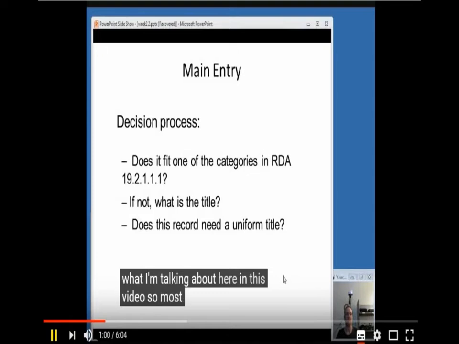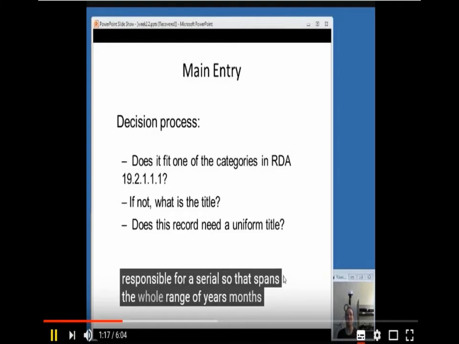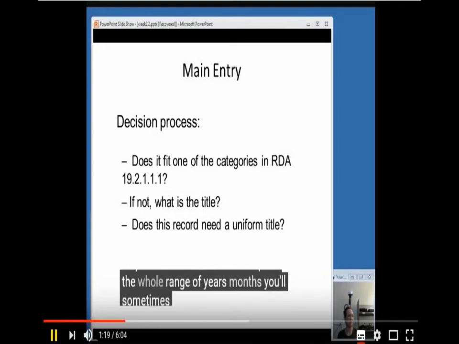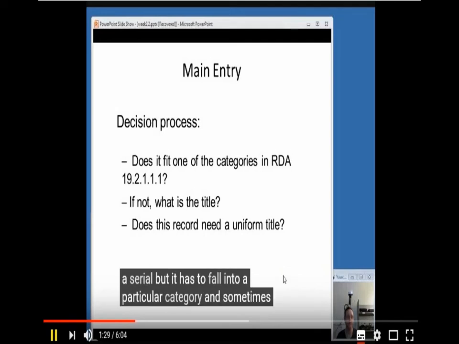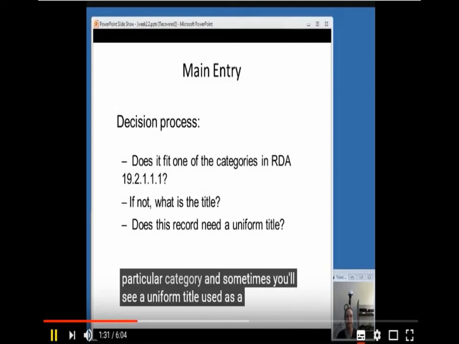So most commonly for serials is to have a main entry under title. Usually there's not one particular person responsible for a serial, so that spans a whole range of years, months. You'll sometimes see a corporate body responsible if an organization publishes a serial, but it has to fall into a particular category. And sometimes you'll see a uniform title used as a main entry, and we'll talk more about what I mean by that in a little bit.